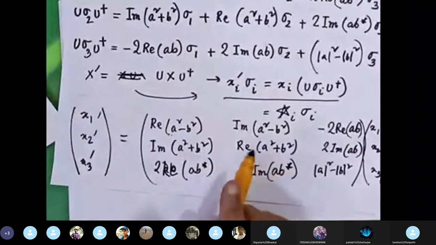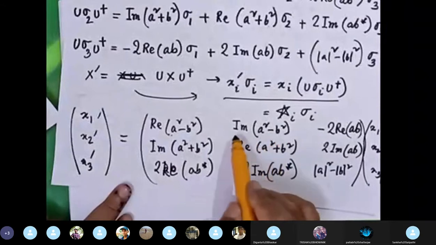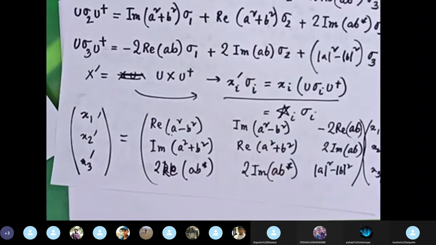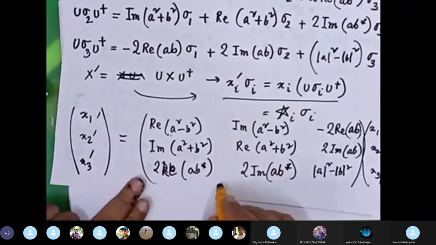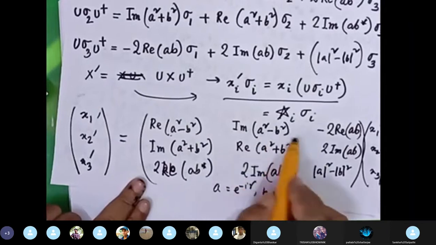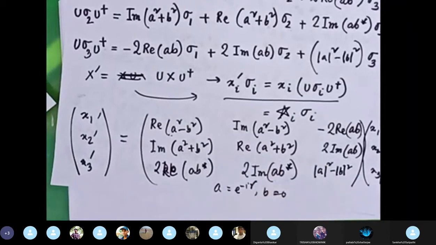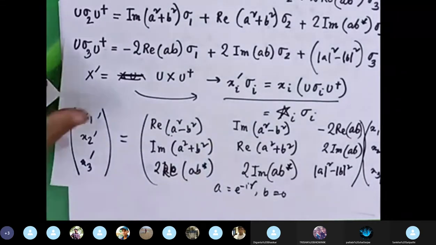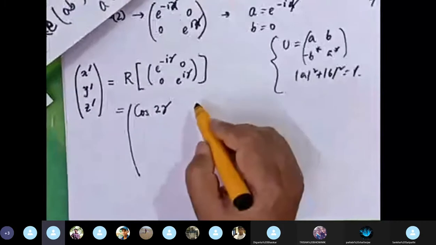Can anyone tell me what will be the second term? For A equal to e to the power minus i gamma, B equal to 0, what is the second term? Just do and see. Cos 2 gamma. No, sin 2 gamma. Oh, minus sin 2 gamma. Minus sin 2 gamma.